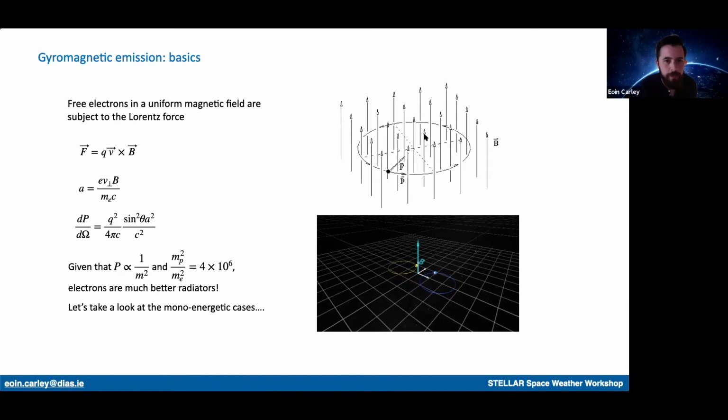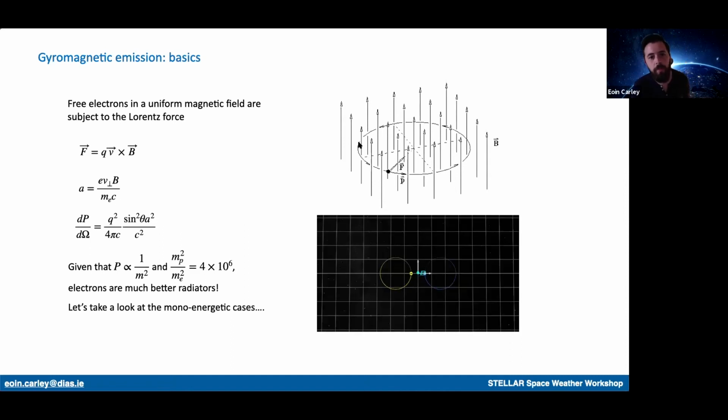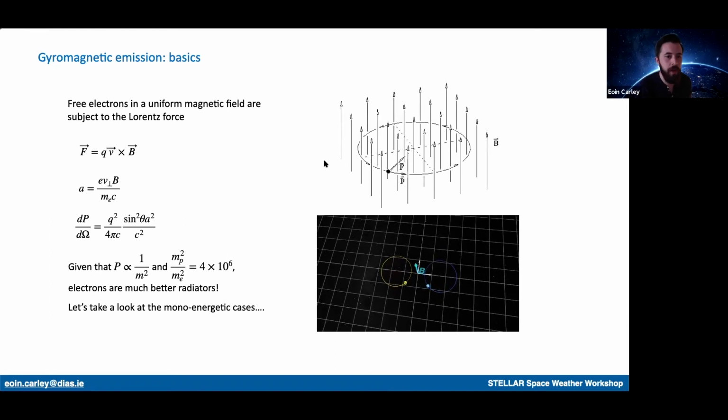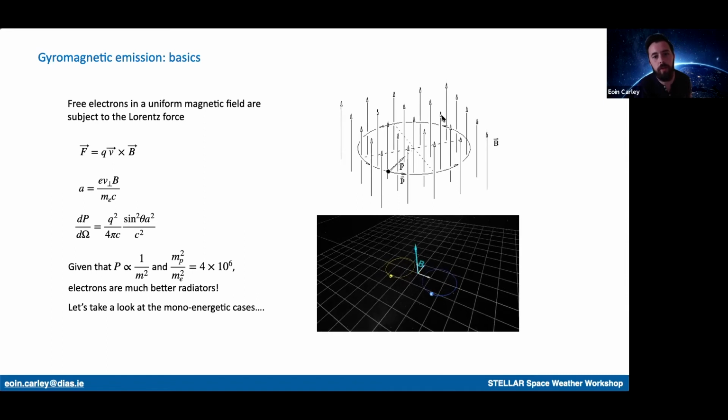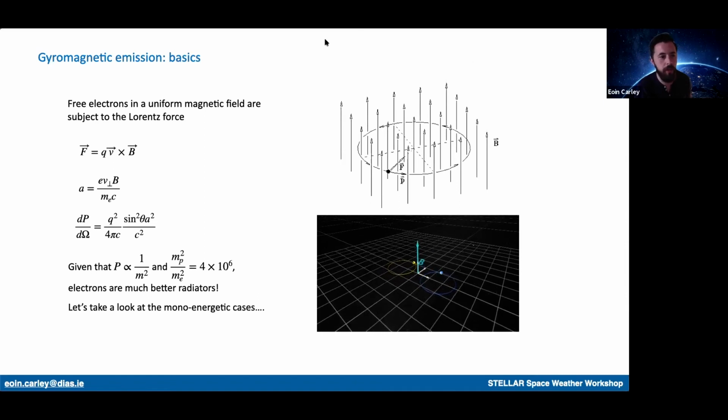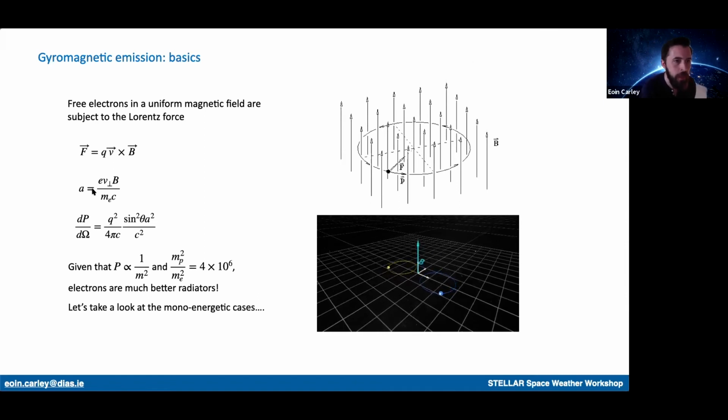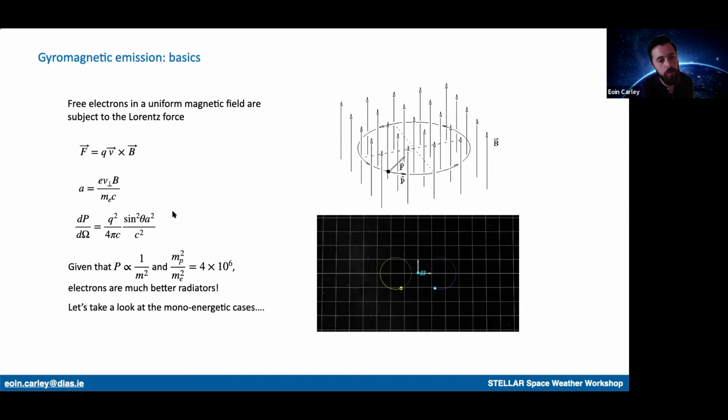Yes, so the Lorentz force is, where was I? Yes, a centripetal force, and it causes the particles to gyrate in a circle, okay? And if they have a component of velocity along the B field, you'll get this helical pattern. The acceleration they experience is proportional to the magnetic field, which is quite important. The power that they emit is given by the Larmor formula.